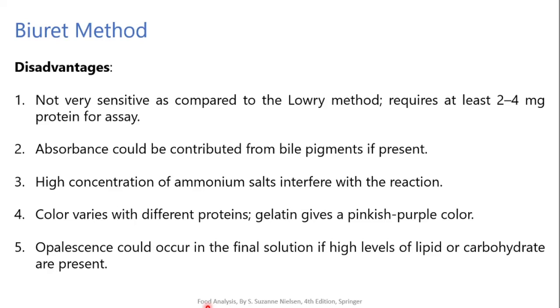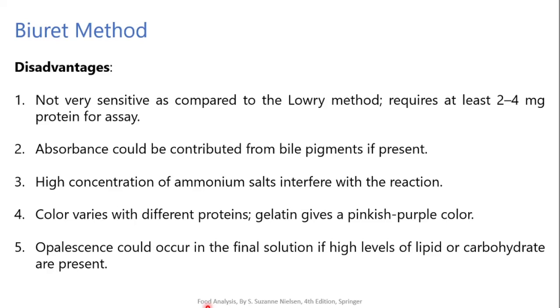Now what are the disadvantages? This method is not very sensitive as compared to the Lowry method and it requires about 2 to 4 mg protein for the assay. The absorbance could be contributed from bile pigments if present. Generally, if some food sample or animal sample contains bile pigments, they contribute to the absorbance of the given solution and hence we cannot get a proper analysis.